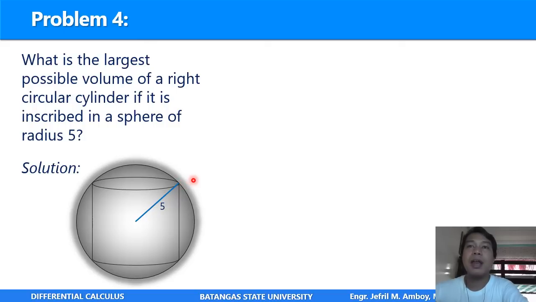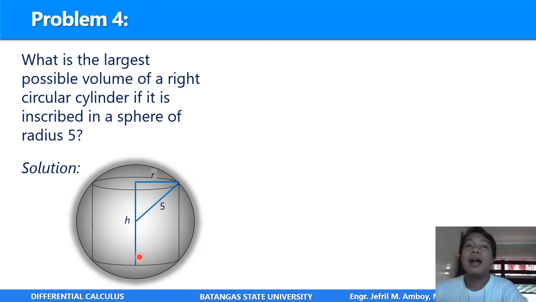Tapos, ano pang kailangan ng label? Kailangan natin ng label yung dimensions naman ng cylinder. Ano ba ang dimensions ng cylinder para makuha mo ang kanyang volume? 'Di ba kailangan mo ang radius at saka height. So let the radius of the cylinder be simply r and its height be equal to h. So ito na yung radius niya r at ito na yung kanyang height na h. So ngayon may label na yung ating cylinder.